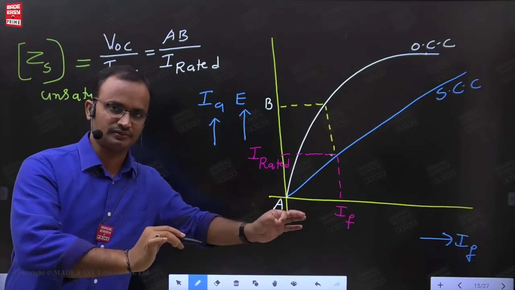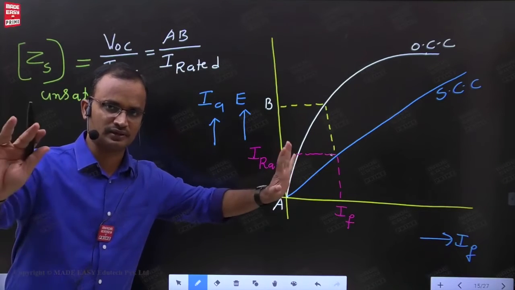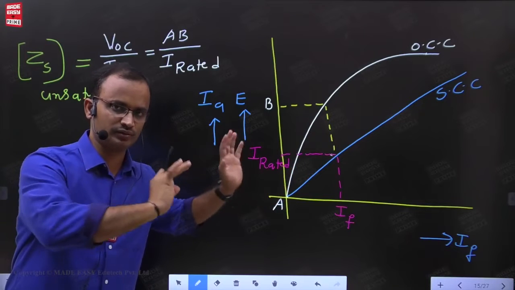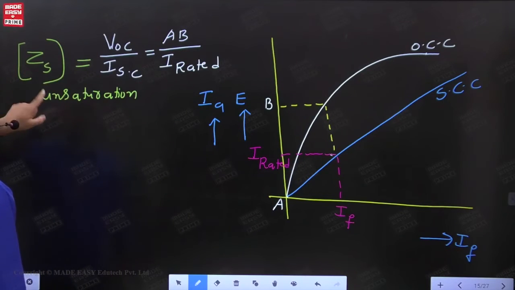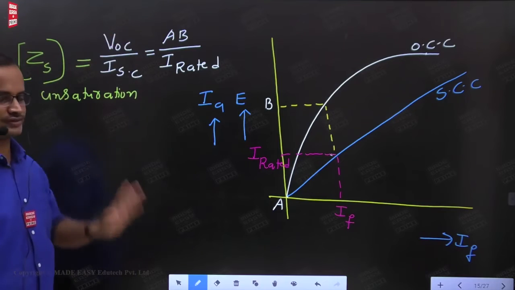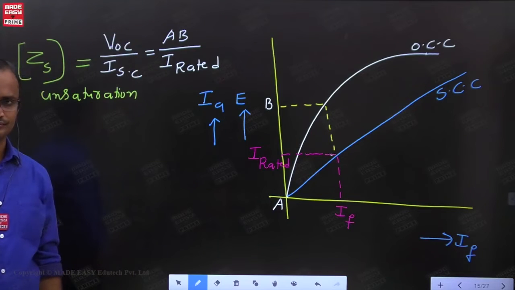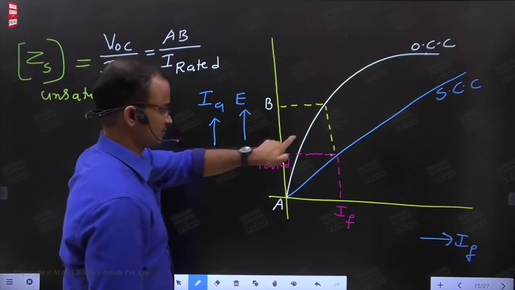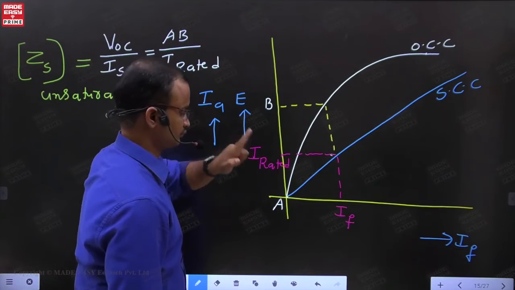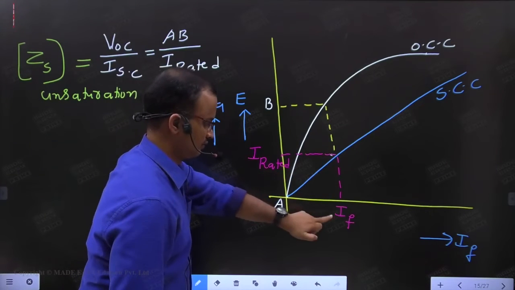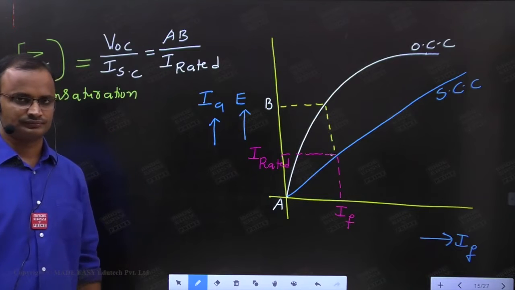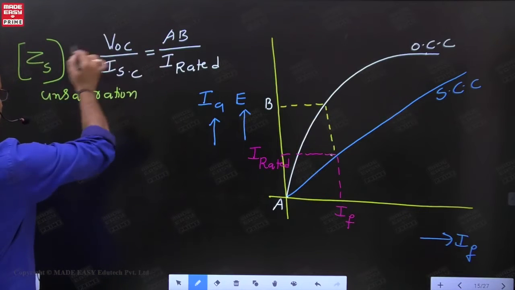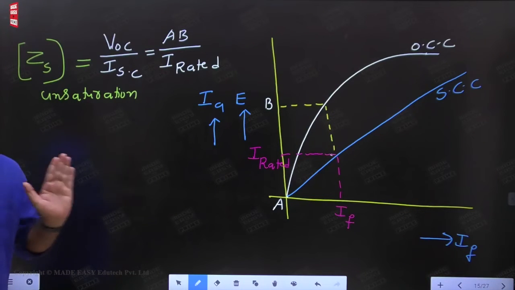In the given example, if complete details are given regarding rated current, rated voltage, and OCC and SCC, and they ask for the unsaturated synchronous impedance, go for this procedure. Every time the reference is the corresponding rated current. For that, measure the field current. For the same field current, find the open circuit voltage. If you know the open circuit voltage, we can find the unsaturated synchronous impedance.